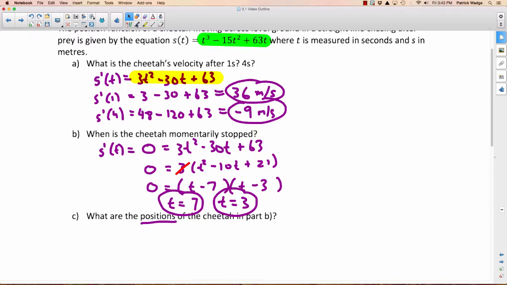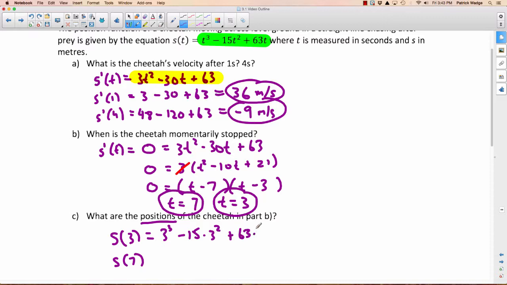So let's do that. So what we have to do is s of 3 first, I guess, and s of 7. So if you plug in 3, I'll show you what we're doing. We're doing 3 cubed, minus 15 times 3 squared, plus 63 times 3. 3 cubed is 27, 3 squared is 9 times 15 is 135, and 63 times 3 is 189. If you do that math, you will end up with 81 meters.